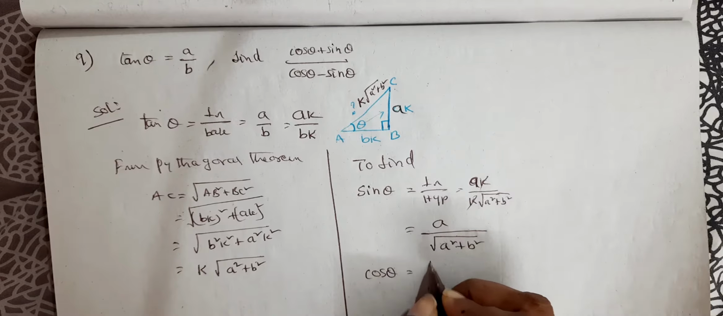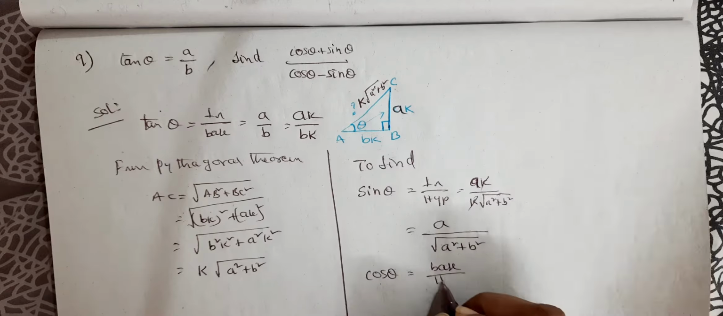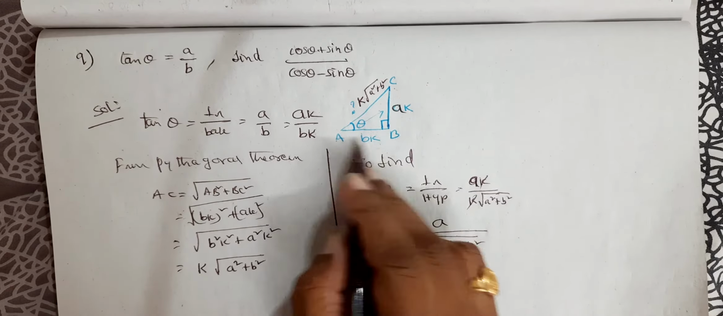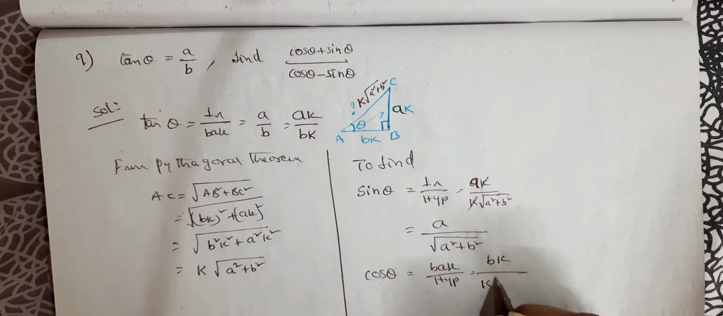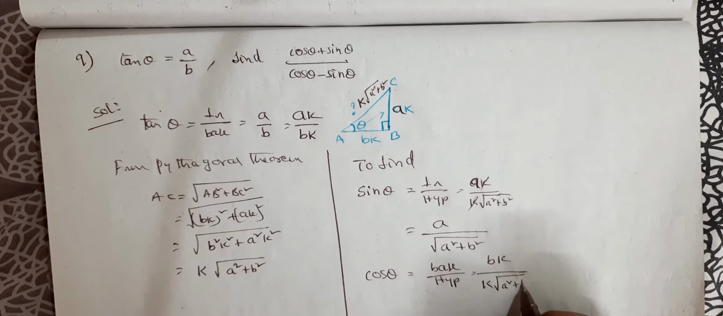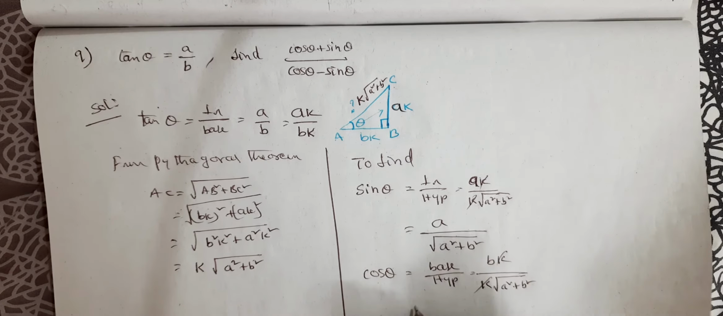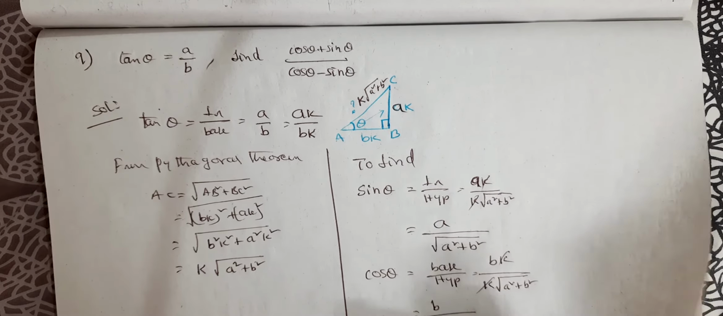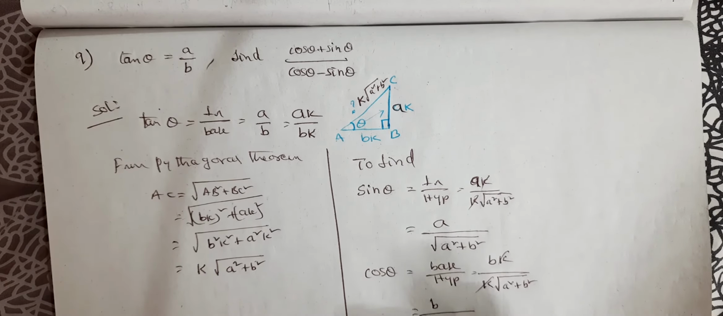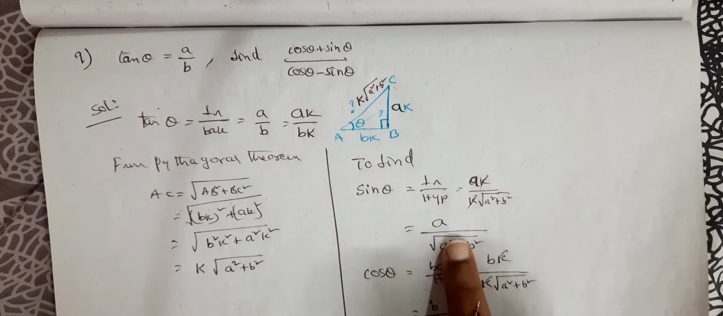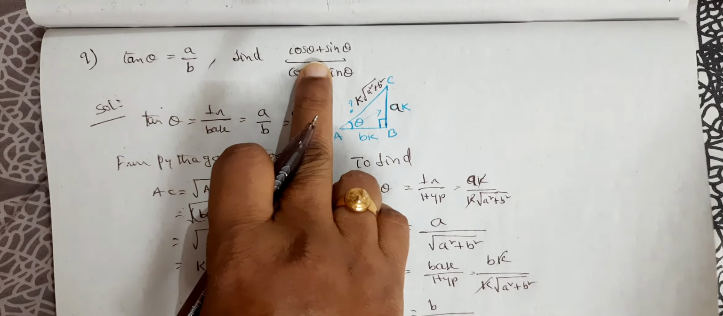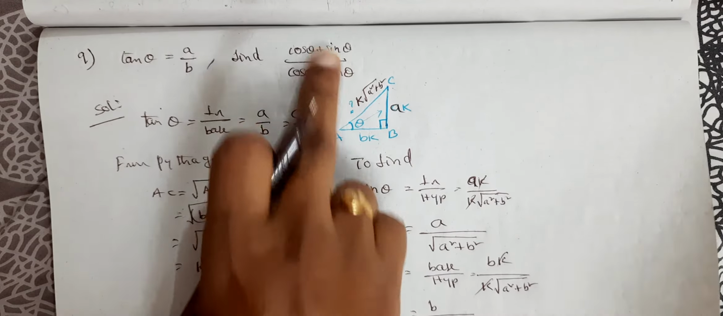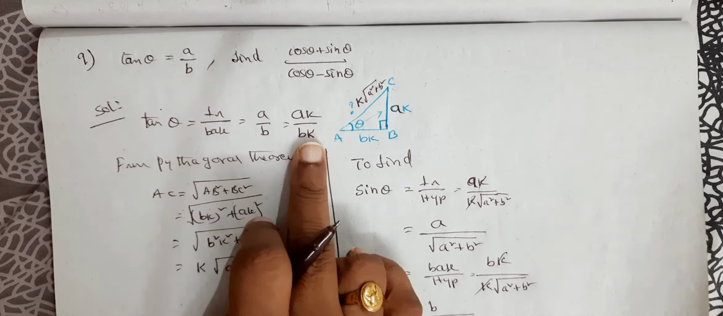Now cos theta is equal to base by hypotenuse. In the triangle, this is the base. Therefore BK by hypotenuse is k times root of A square plus B square. K and K will get cancelled. So you get the value to be B by root of A square plus B square. Now nothing to be worried. Everywhere you are getting in the denominator root of A square plus B square, so automatically you will be getting a common denominator in both the cases, and they will get cancelled.